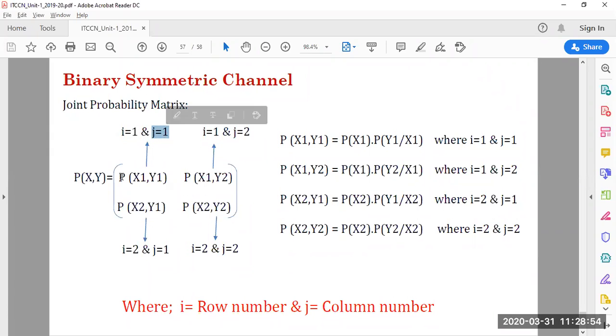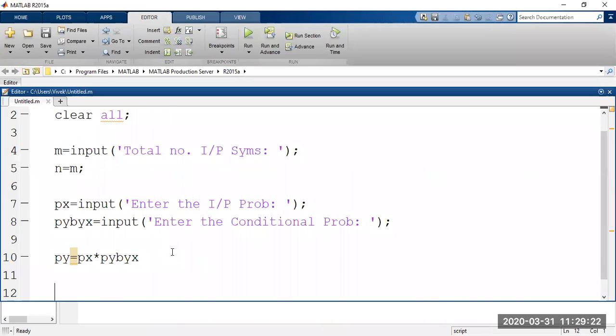So remember, P of x1 y1, it is calculated using what? P of x1, which is the first row, so this 1 is for i, and P of y1 by x1. Remember, here my value of i, that is number of row, is 1, and my value of column is 1. Now this is my first element. So I will just type this in the program. So what is my P x comma y, the first element? Now remember, I have to type like this.